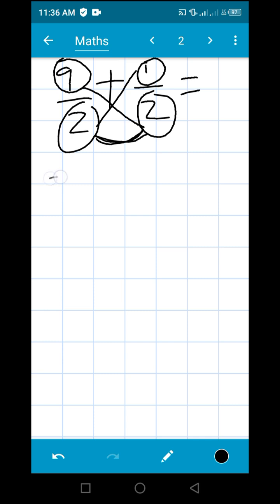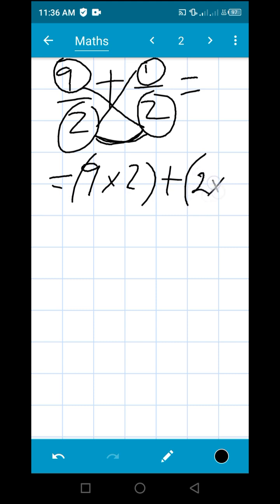To express this, as we have explained, it is going to be 9 times 2, as you can see here, plus 2 times 1, as you can see here. Then we are now going to divide by the multiple of the denominator, which is 2 times 2.